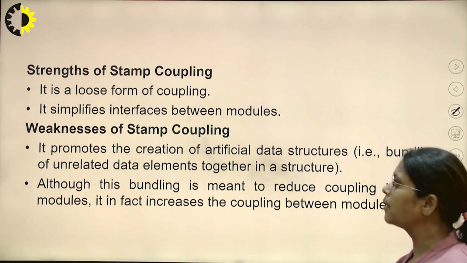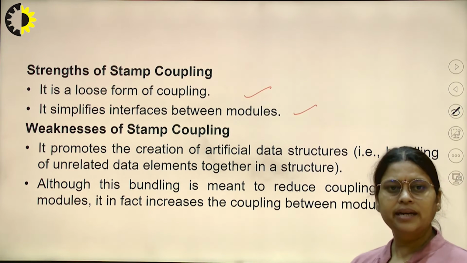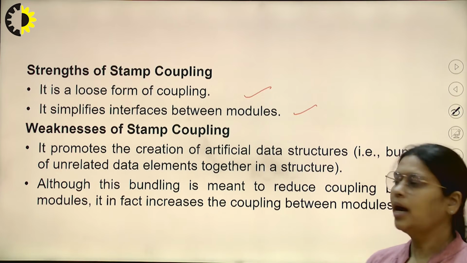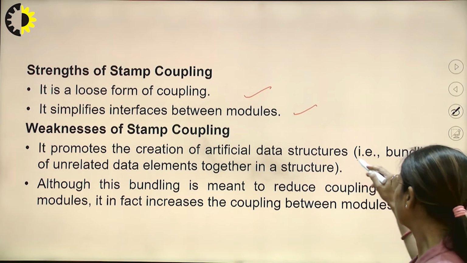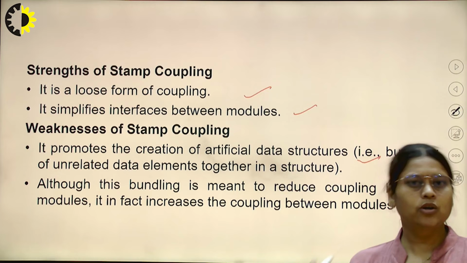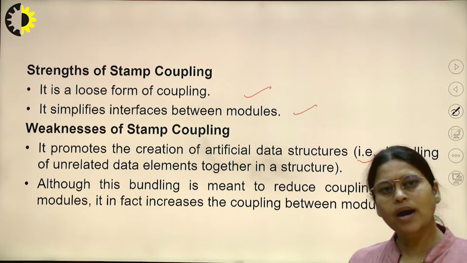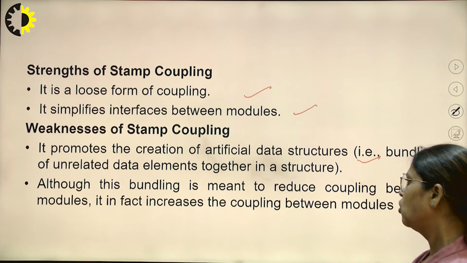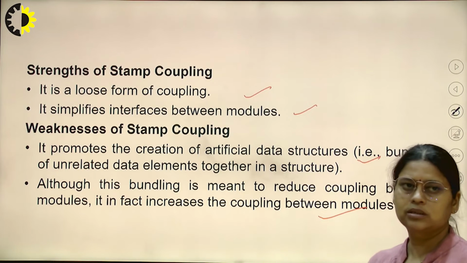The strength of stamp coupling is that it is a loose form of coupling. It simplifies the interface between the modules. The weakness is that it promotes the creation of artificial data structures. It means we have to create a duplicate data structure in another module, whether it is required or not, although this bundling is meant to reduce the coupling between the modules.